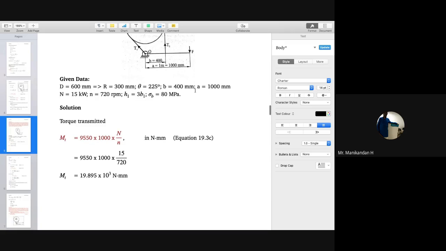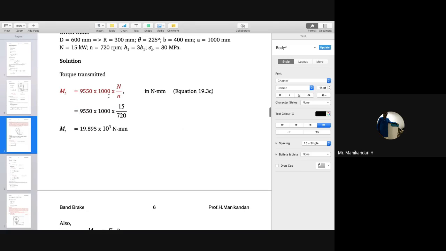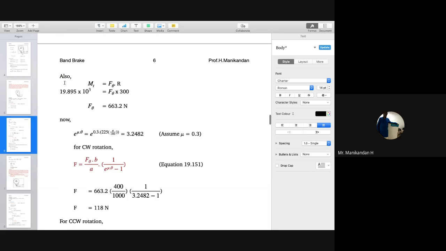So first we'll find the torque from the power and RPM. We have the formula 9550 into 1000 into N by n, to find the braking torque. It is 19.895 into 10 power 3 Newton millimeter. So it's not torque transmitted, it's torque developed. Now we also know MT is equal to F theta into R. Find the value of tangential force F theta.